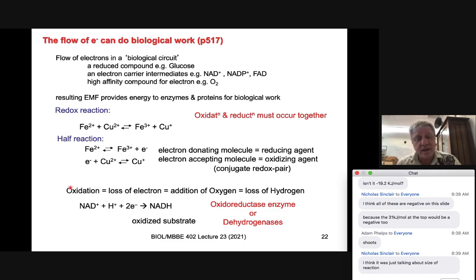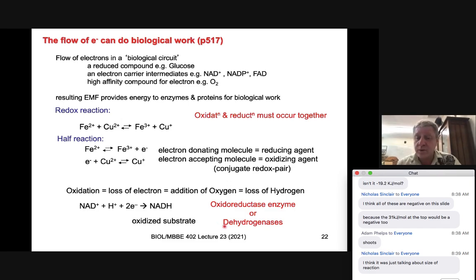So here we have oxidation, which is equal to a loss of electrons. Then that's going to be through the addition of an oxygen or a loss of a hydrogen. So here we have NAD+, with a hydrogen and 2 electrons. It has a capacity to carry 2 electrons in an aromatic ring to give us NADH. This is the oxidized substrate. This particular reaction, which we'll see time and time again, is an oxidoreductase enzyme. In this case, we call it a dehydrogenase.